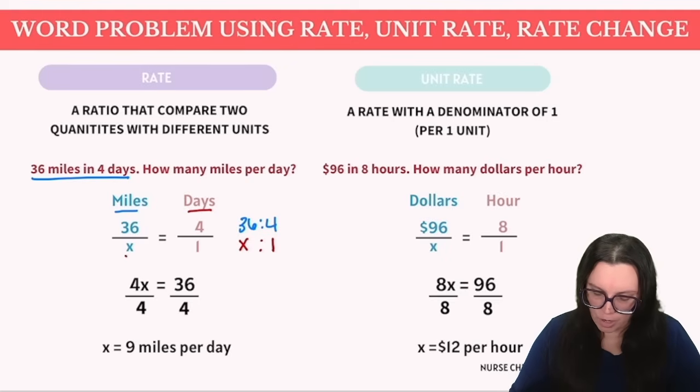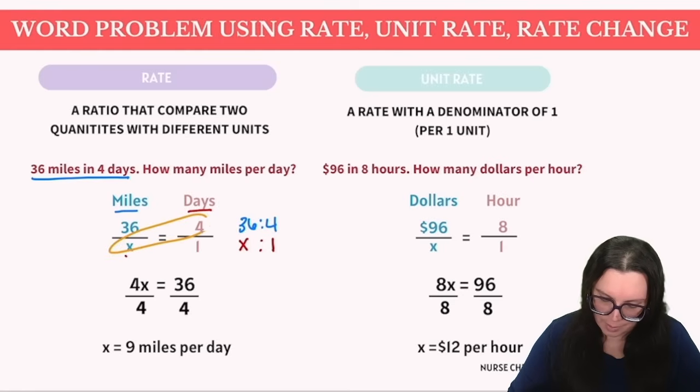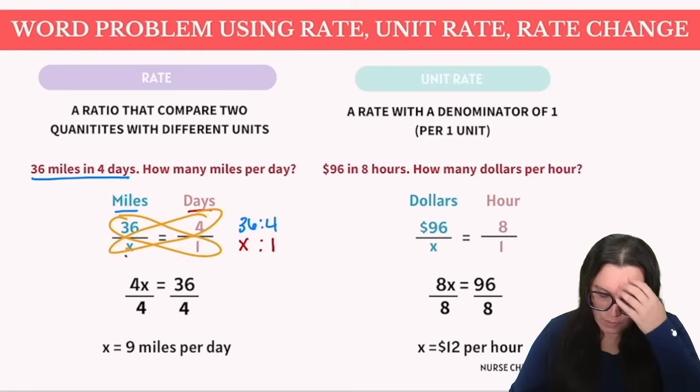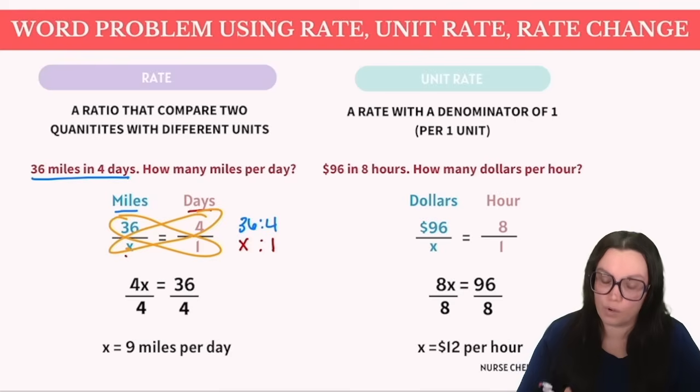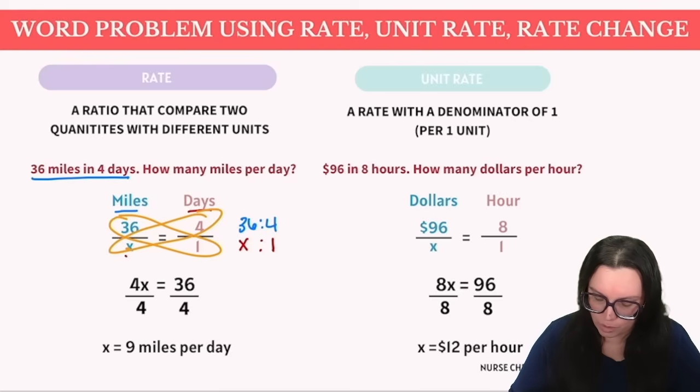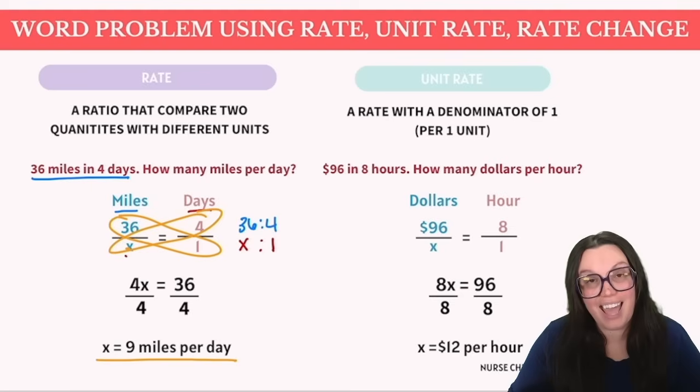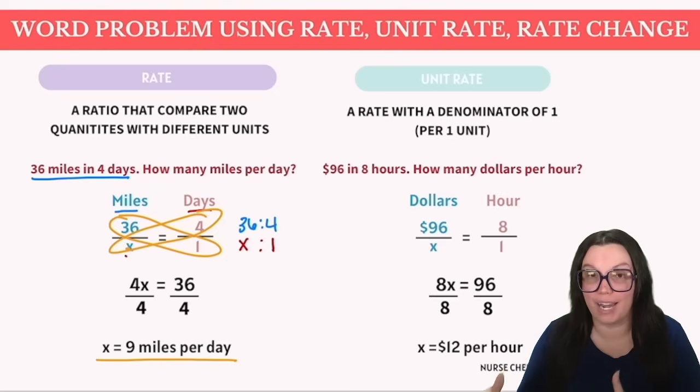So we plug this into our equation and of course we're going to cross multiply. So that's going to give us 4x is equal to 36. We need to isolate x in order to figure out our equation. So we're going to divide both sides by 4, and that is going to give us x is equal to 9 miles per day.